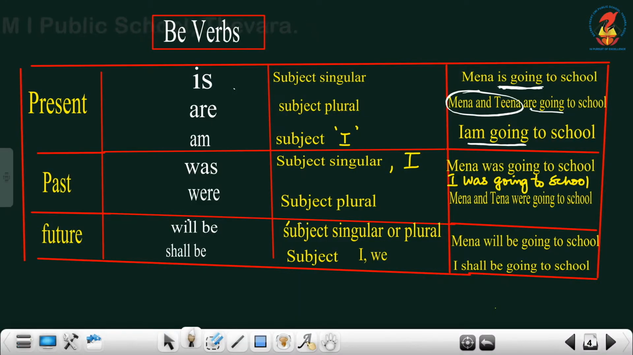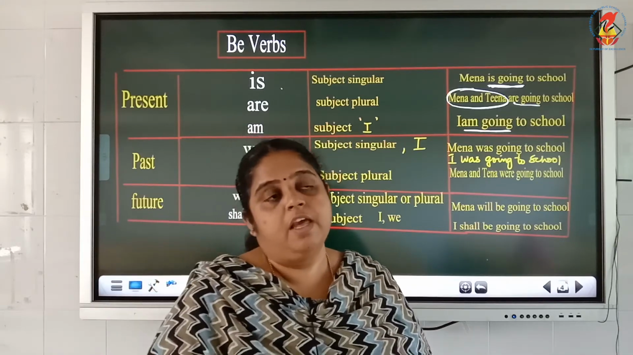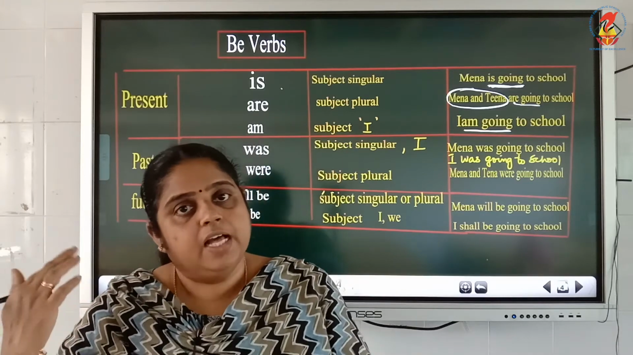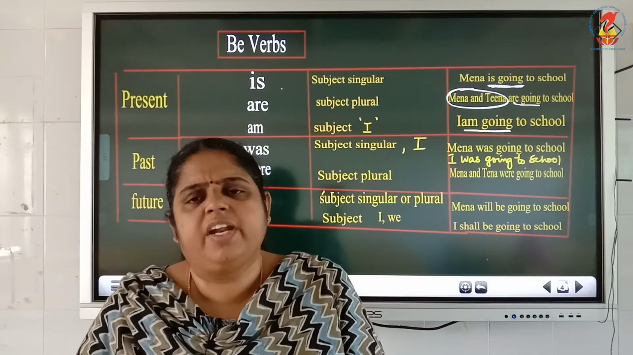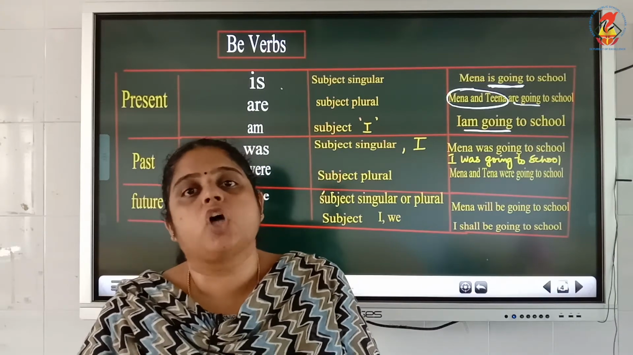Then, will be and shall be are used in the future tense. When we want to show that some actions are going to happen in the future, we use the future tense, will or shall. Will is used with almost all the subjects, whether singular, plural, I or we. Whatever it is, we can use will. Shall is not used always.